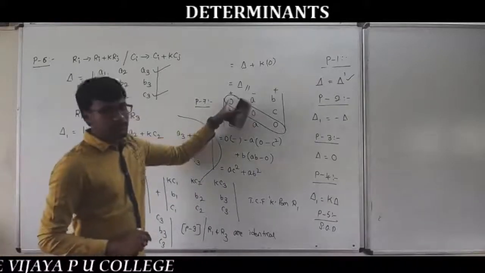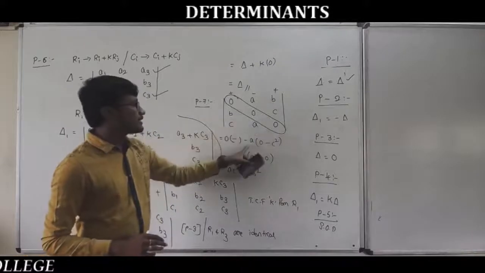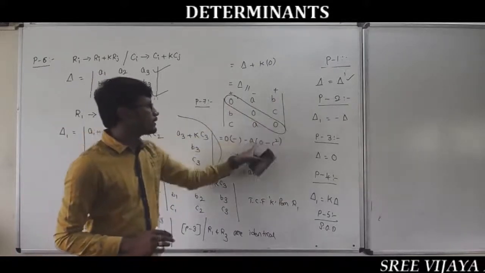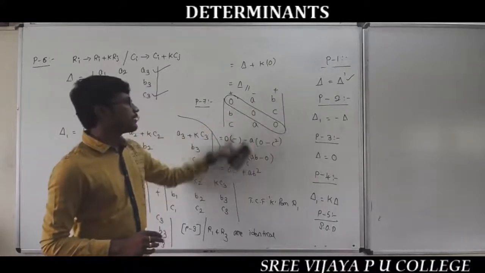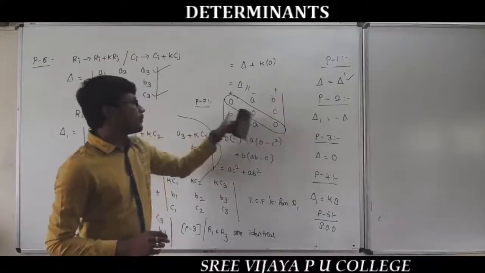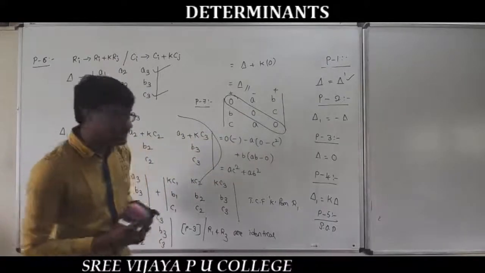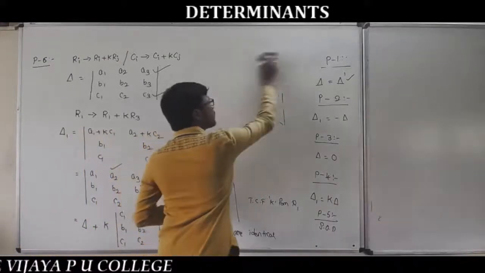So for 0, 0 into 0, A into 0, you get obviously 0 only. For minus A, first row, second column, B into 0 is 0, minus C into C is C square. Next for plus B, first row, third column, B into A is AB minus C into 0 is 0. Okay, this is the answer. But this is not used in any problem, so don't worry for this one.